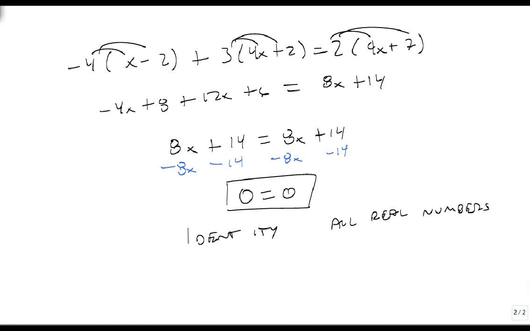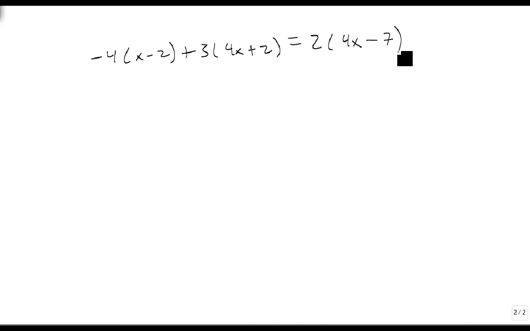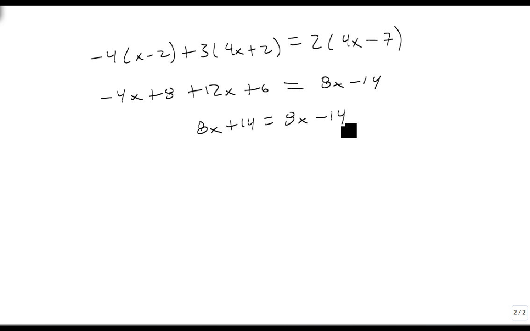Now I'm going to make just one small change to this problem. Let's leave it as minus 4 times x minus 2 plus 3 times 4x plus 2 equals 2 times 4x minus 7. So you'll notice I changed just this one sign, and that's going to make a big difference. Let's distribute, and again we get minus 4x plus 8 plus 12x plus 6 equals 8x minus 14. Combine like terms, and I get 8x plus 14 equals 8x minus 14.